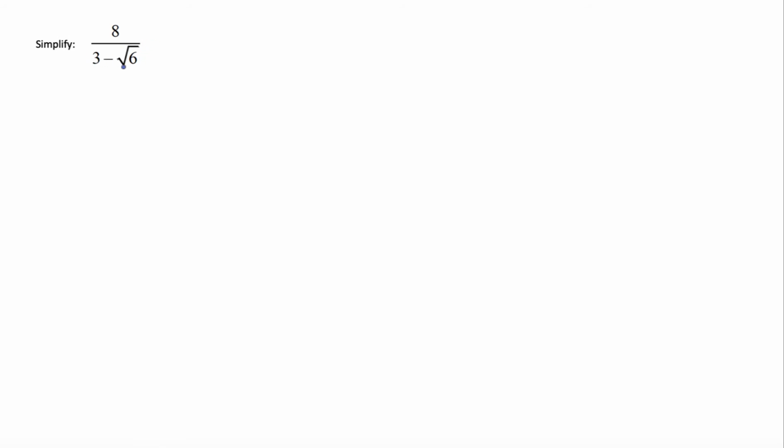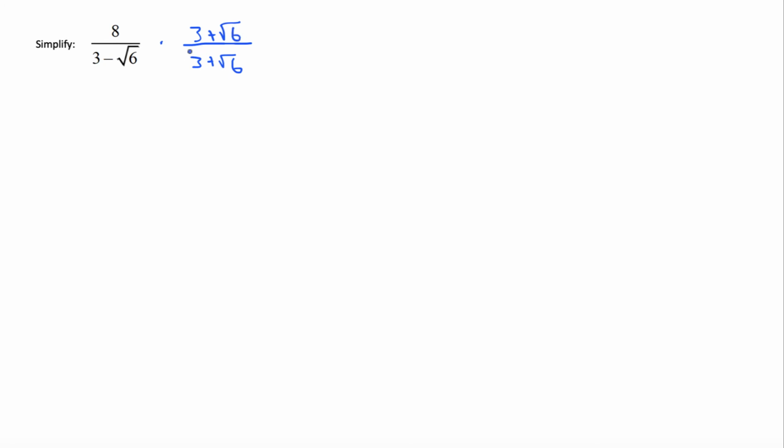Now, in this case, there's two terms down here, right? This is a binomial, 3 minus radical 6. So the proper way to do this would be to multiply by the conjugate of 3 minus radical 6. So the conjugate would be 3 plus radical 6. But remember, whatever we do to the denominator, we have to do to the numerator as well.